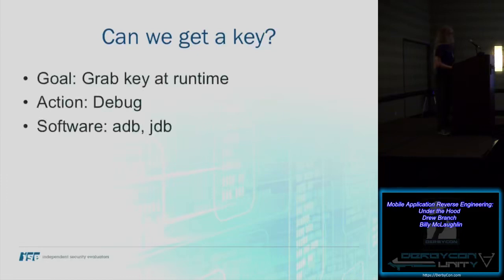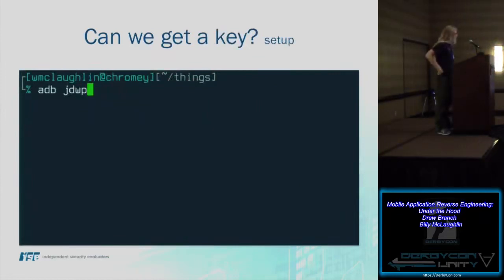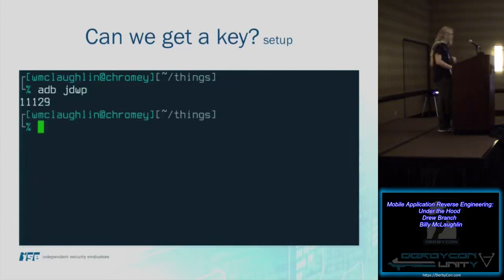The software we're going to be using is ADB in conjunction with JDB, the Java debugger. So first, there's a little bit of setup. We're going to use a JDWP command in conjunction with ADB. JDWP stands for the Java Debug Wire Protocol. Basically, it's a way for the debugger to communicate with the virtual machine it's debugging. In the case of ADB, what this will do is list the PIDs, the process IDs, of every running application that is currently debuggable. In our case, there's only one, my application, and this is its PID.